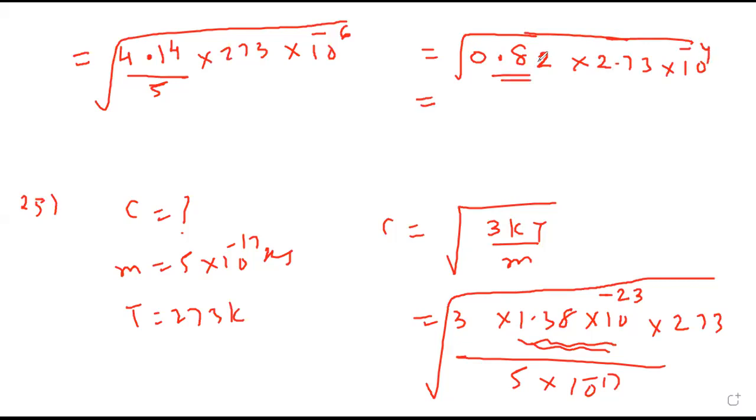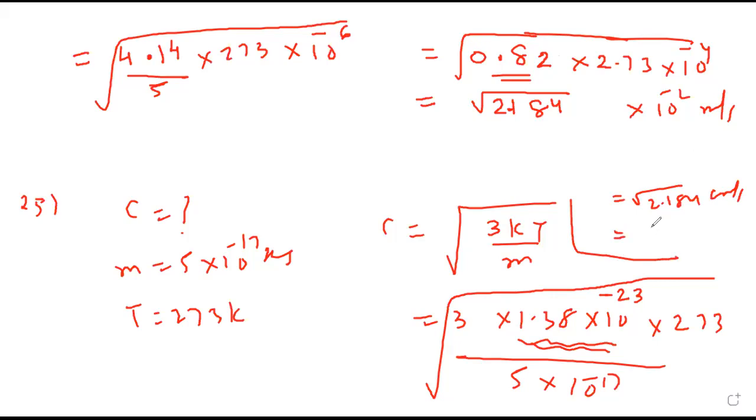Now 0.2 into 2.7, take it as close to 8. 8 into 3, 24. 8 into 7, 56, plus 2 is 58. 8 twos are 16 and 5, 21. So 2.184 into 10 raised to minus 2 meter per second. Root 2 is close to 1.4. So the answer is C, because this is like root of 2.184 centimeter per second, that is close to 1.5 centimeter per second. Options.